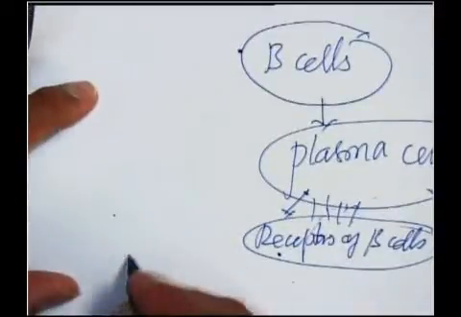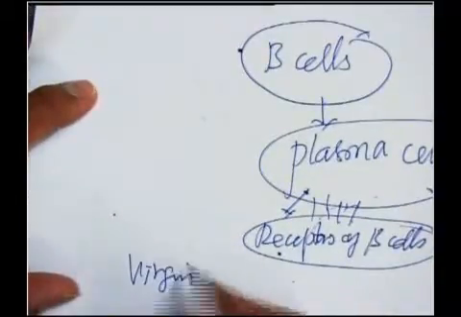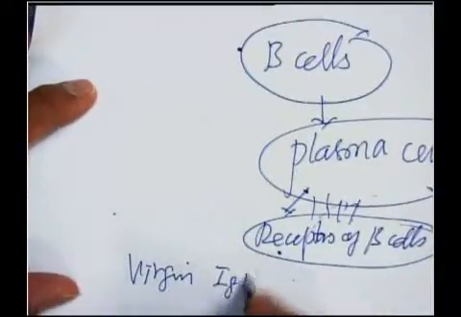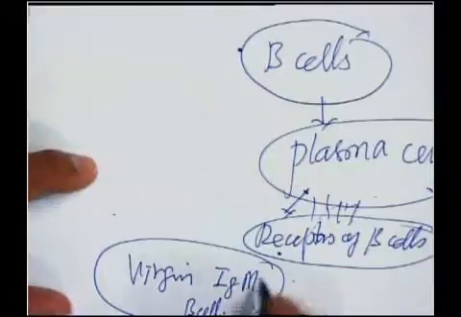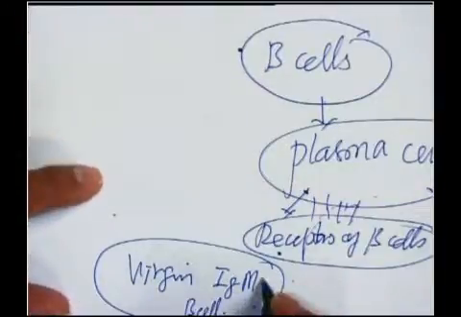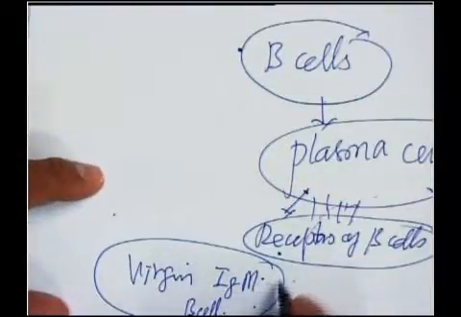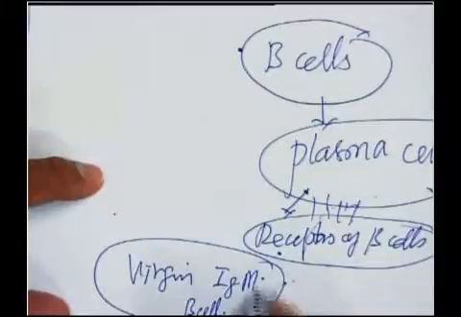So in the virgin IgM, because it is a membrane component, virgin B cell. Do you remember that virgin B cell which is having an IgM component? Because it's the membrane component, and it binds with the antigen. The virgin B cell has IgM.